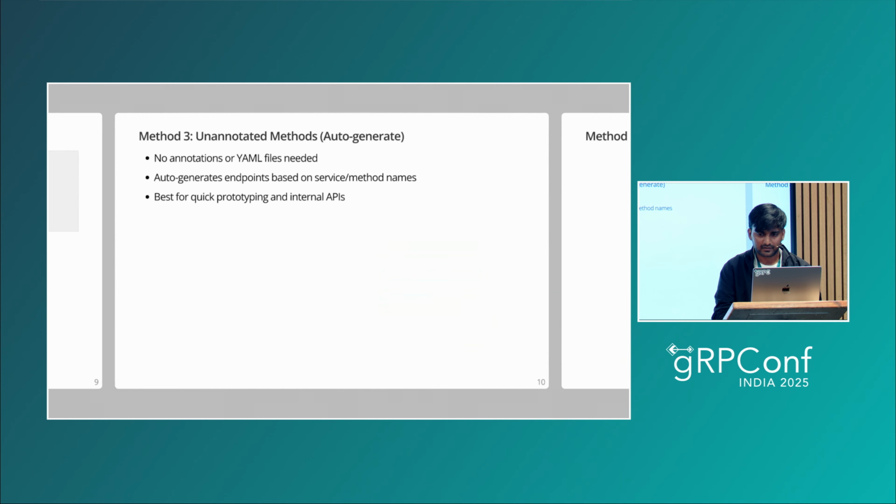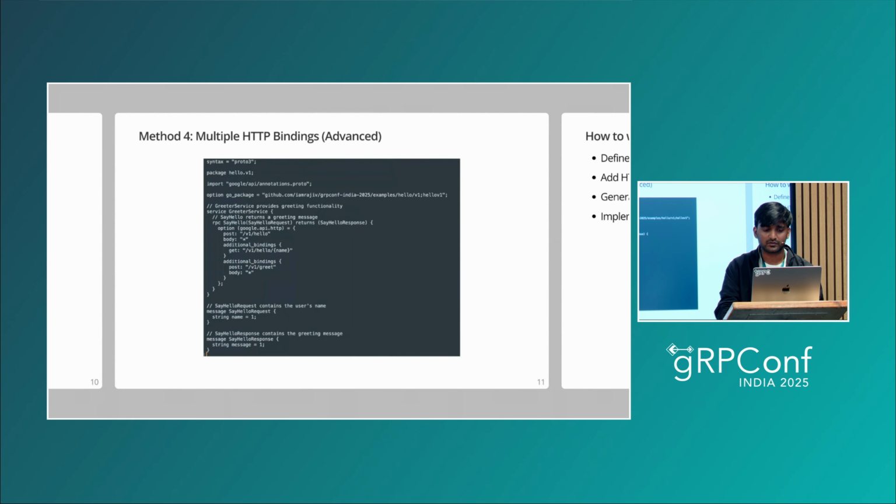And the fourth method is the advanced approach using multiple HTTP bindings. So this is really powerful. It lets you expose your same gRPC method to multiple different REST endpoints. So we use the additional_bindings feature inside a google.api.http annotation. So in our example, the SayHello method can be called three different ways. Post slash v1 slash hello with JSON body, get slash v1 slash hello slash name with the name in the URL path, and post v1 slash greet with JSON body. And all three endpoints call the exact same gRPC method.